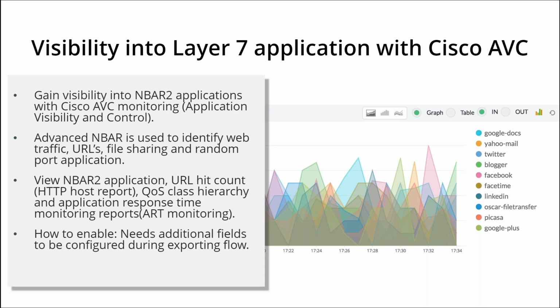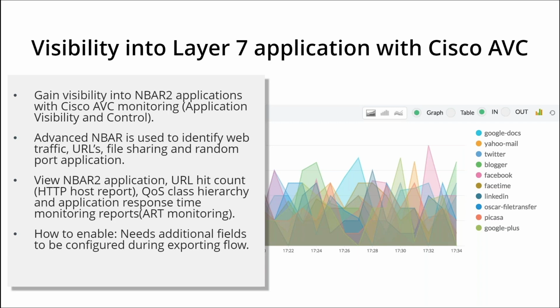But when it comes to Cisco AVC, how it works is that you can now look into the NBAR 2 applications, as in let's say traffic that's happening in the HTTP, you can break that down, and in that the packets we will analyze. We can identify that, okay, this particular usage has gone for Gmail, this particular usage has gone for YouTube or Facebook, anything. So any traffic that's happening on the layer 7 front, we can have that monitored. As I said, it's used to identify the web traffic, the URL, file sharing, and random port applications. So you get a bunch of different details that you can monitor.